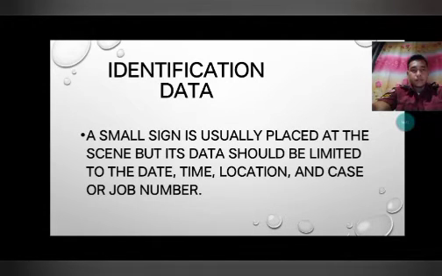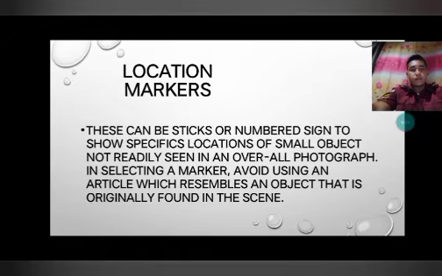Identification data. A small sign is usually placed, but its data should be limited to the date, time, location, case, or job number. Location markers. These can be sticks or numbered signs to show a specific location of a small object not readily seen in an overall photograph. In selecting a marker, avoid using an article which resembles an object that is originally found in the scene.